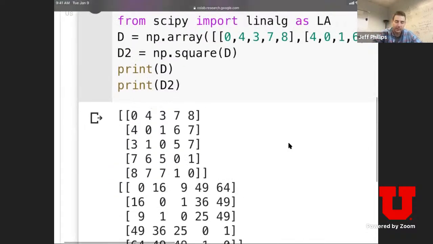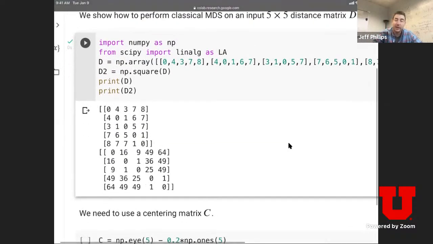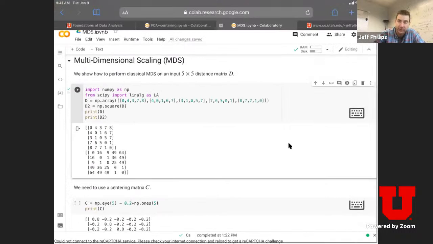Okay. And then we're going to create this D2 matrix, which you can do by np.square. And this squares all the individual entries, right? So 8 became 64, 7 became 49. Okay, this was the first step.